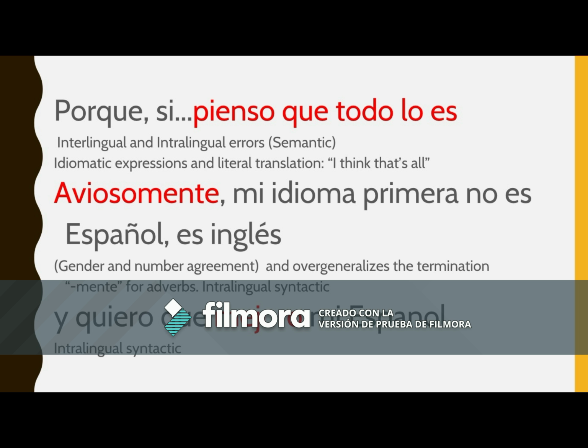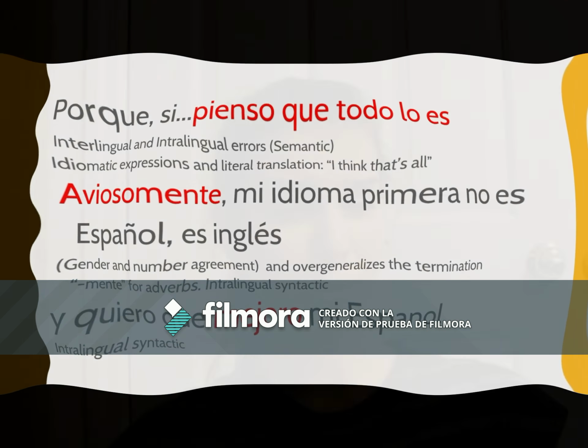Finally, that girl says, quiero que mejoro mi español, an expression in which there are syntactic intralingual errors of her L2 because she does not make the correct conjugation of the word mejorar for phrases in subjunctive. Maybe it is not a serious mistake because we can understand the message she wanted to give, but it is necessary to correct some aspects in conjugation.